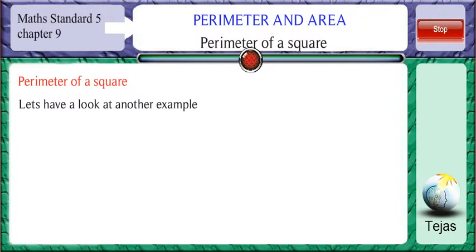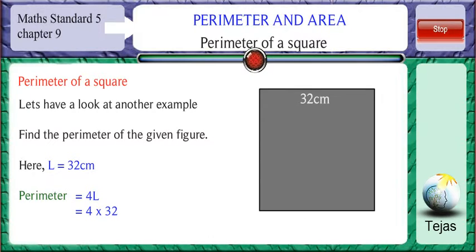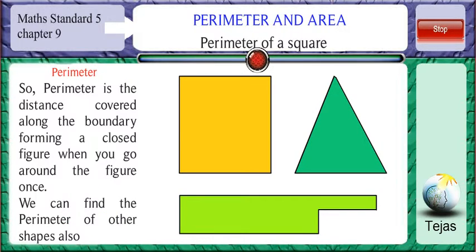Let's have a look at another example. Find the perimeter of the given figure. Here length is equal to 32 centimeters. Perimeter is equal to 4L, which is equal to 4 into 32, which is equal to 128 centimeters. So perimeter is the distance covered along the boundary forming a closed figure when you go round the figure once. We can find the perimeter of other shapes also.